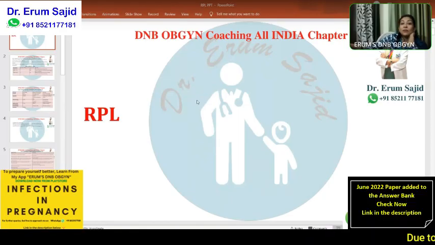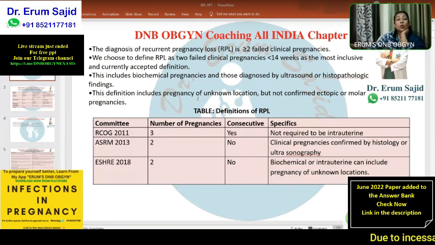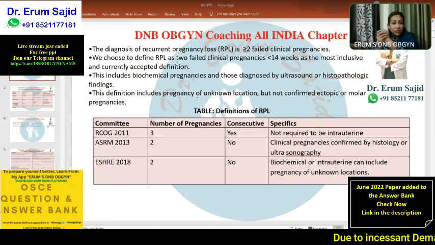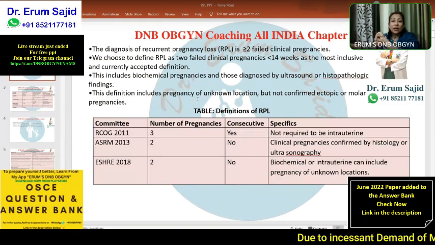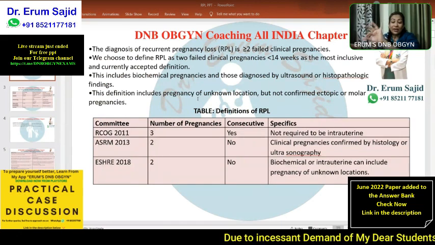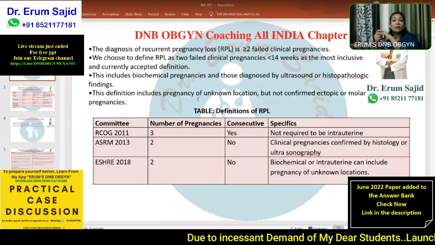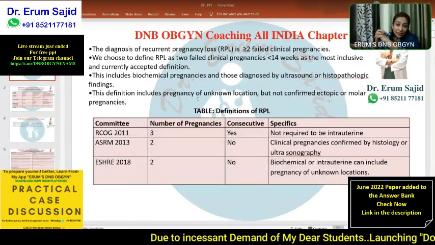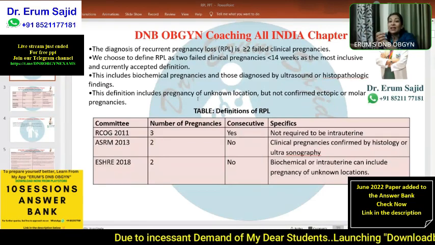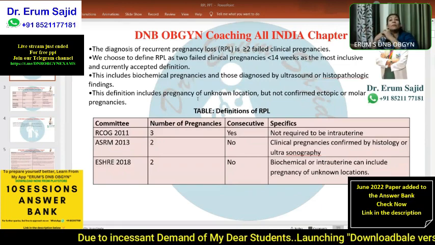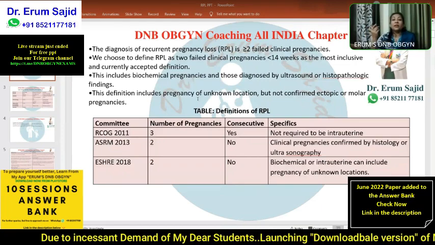So let's take up the actual definition of recurrent pregnancy losses. The diagnosis of RPL is actually more than 2 failed clinical pregnancies. Clinical pregnancies, I'm talking in terms of maybe biochemical pregnancies, ultrasound confirmed pregnancies, but it has to be clinical pregnancies. Not that the patient has just not had a period, it is overdue.